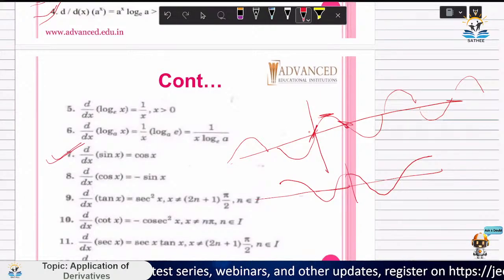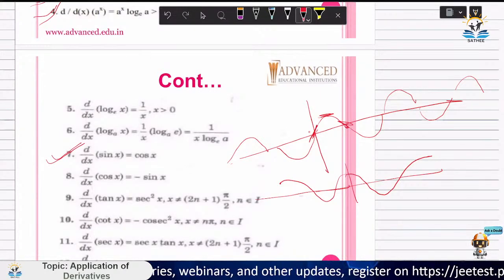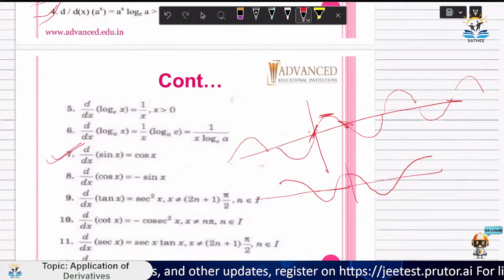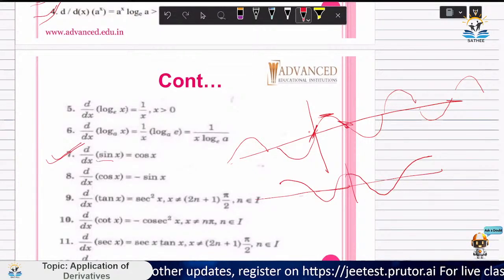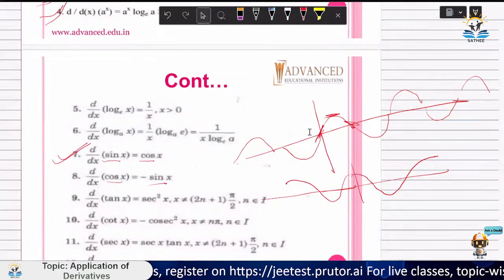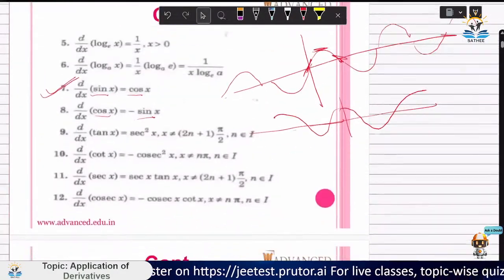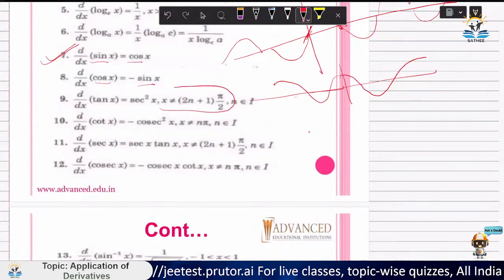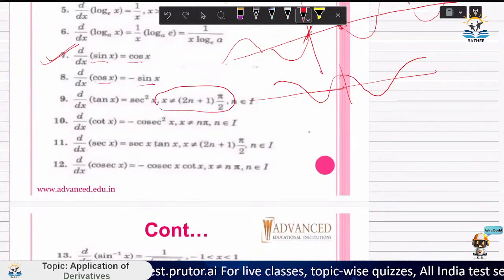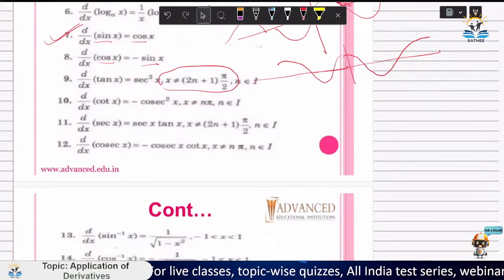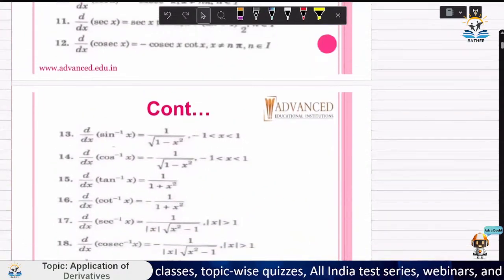Trigonometric functions and their derivatives are usually a subpart of another trigonometric function. For sine, we have cos. For cos, we have minus sine. For tan, we have sec square x, where x is not equal to this. For cot, we have minus cosec square x. For sec, we have sec tan. For cosec, we have minus cosec cot. These are something that you can learn.